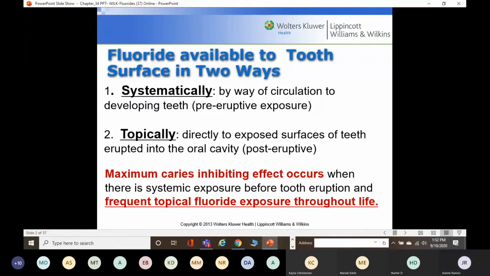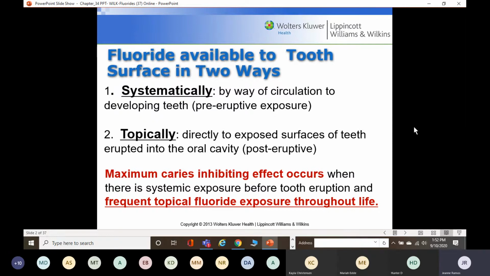So they're applied directly to exposed surfaces of teeth erupted into the oral cavity. So it's going to be post-eruptive. If you get a funky question that phrases it that way, obviously it's not in utero, and so it can only be given topically post-eruptive when the teeth are in the mouth.